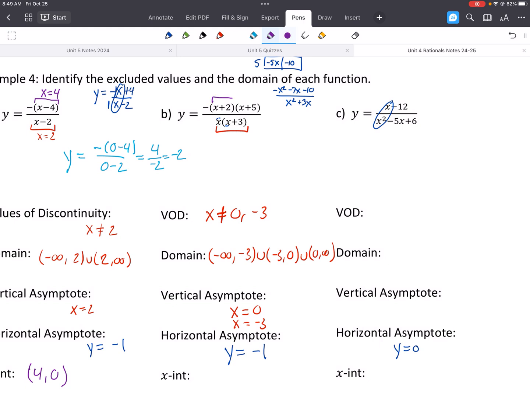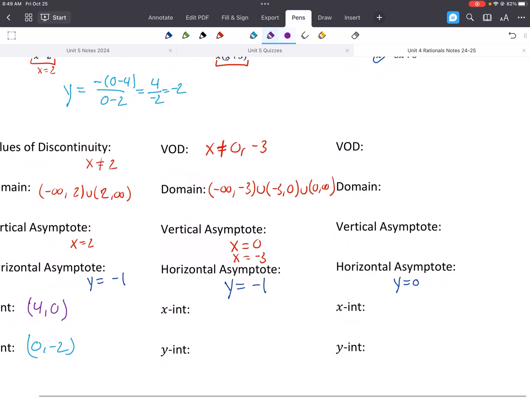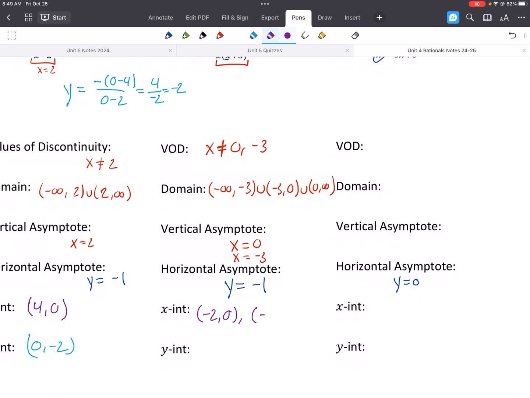X-intercepts, again, what makes the top 0? Well, either x would have to be negative 2 or x would have to be negative 5. So negative 2 and negative 5.